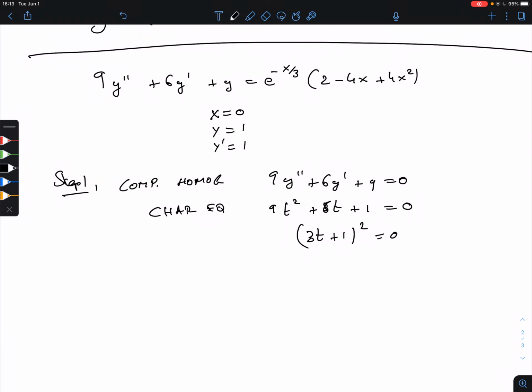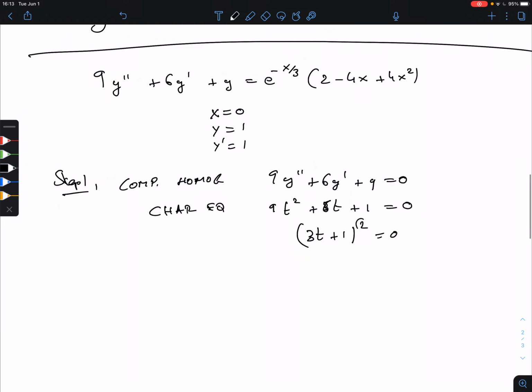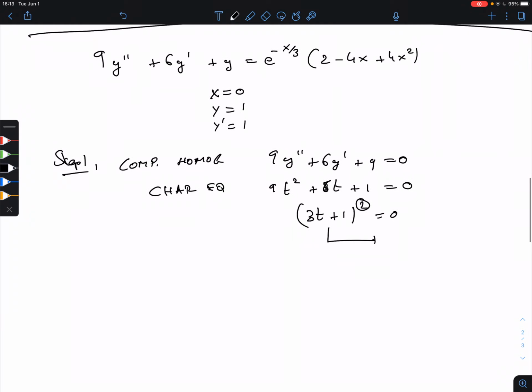So what does this tell us? Well, first of all, this 2 here tells me there's only going to be one root, right? This is a root with multiplicity 2. And the root is minus 1/3. Okay, so we can write down the homogeneous solution, and this is already a special case, right? So this is multiplicity 2, which means the same thing as a single root.